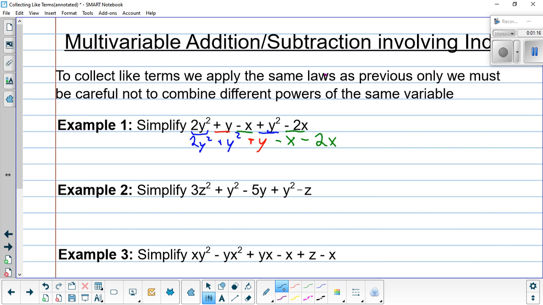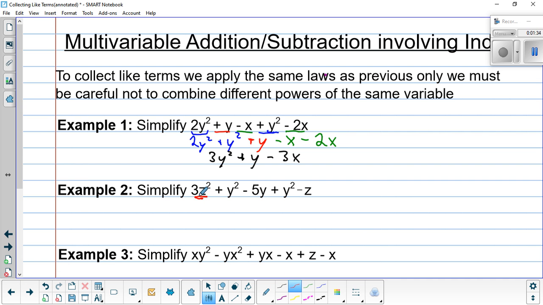So now we can see easily that 2y squared plus y squared is 3y squared. Then we have this only plus y, and then we have negative x minus 2x, minus 3x. Okay. Next one, we'll just do the same thing.